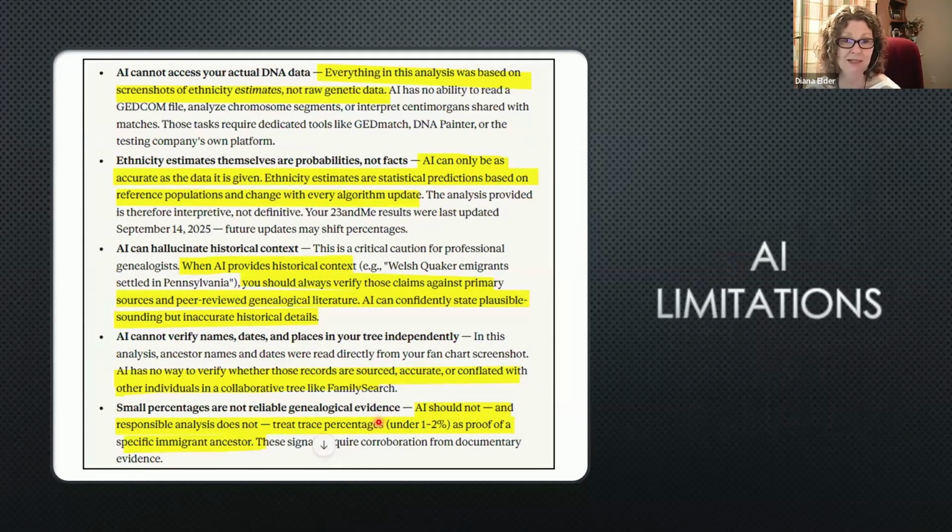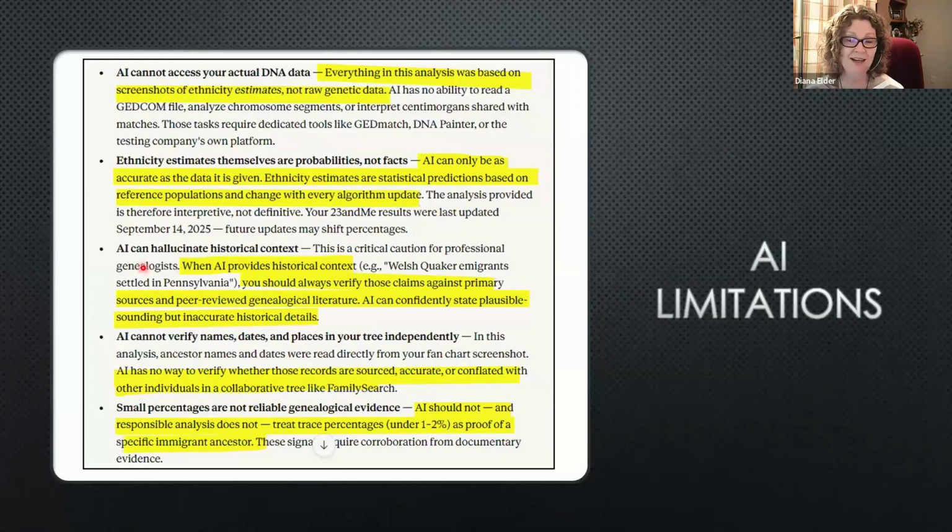I did get some limitations, and so I noted that this was interesting. Everything in this analysis was based on screenshots of ethnicity estimates, not raw genetic data. AI has no ability to read a GEDCOM file, analyze chromosomes, etc. So it's just saying this is just based on screenshots. And then these are probabilities, not facts. It can only be as accurate as the data it is given. And remember, these are statistical predictions and will change, as we all know.